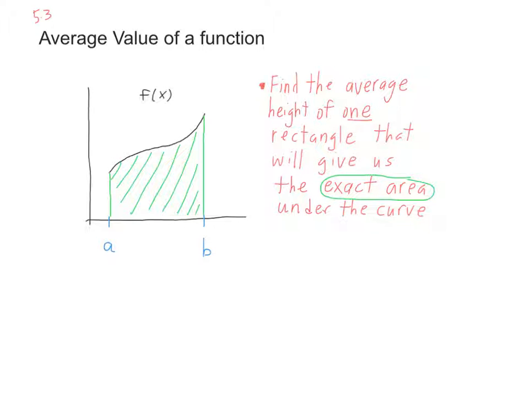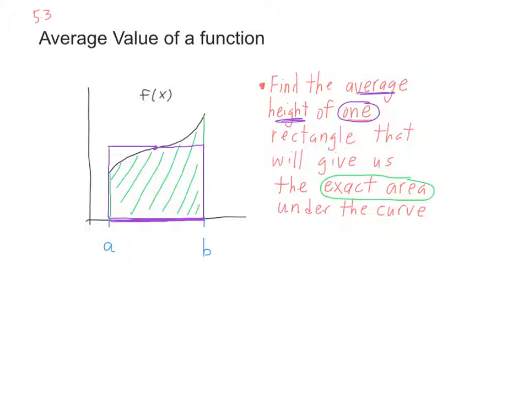So what we're looking to accomplish here is to draw in a rectangle. Just one rectangle that will give us the exact same area as what I just shaded. The width of the rectangle is going to be b minus a, the same width we see here. It's a matter of finding the average height that we need so that those areas would match up. In this particular example, the average height that we would need for our rectangle would be approximately right here.